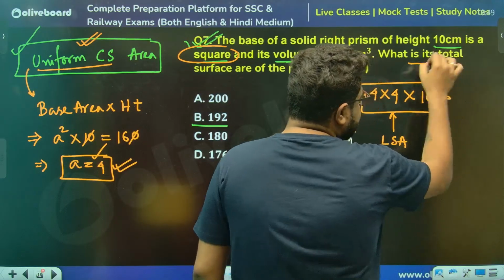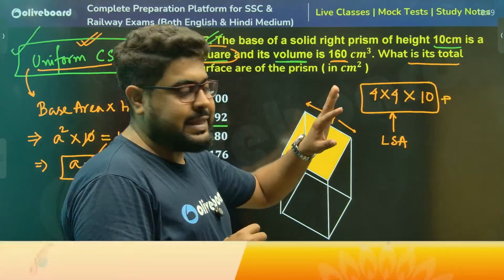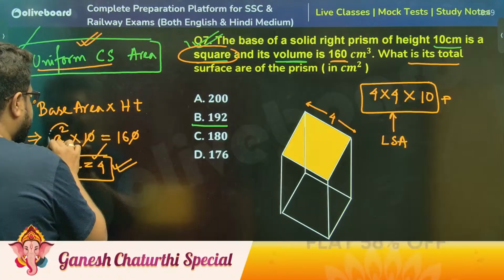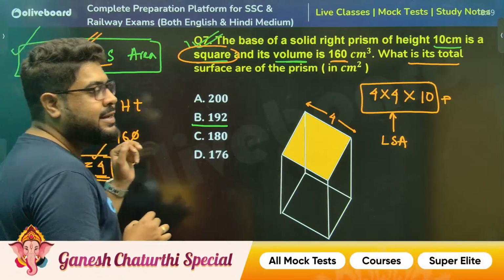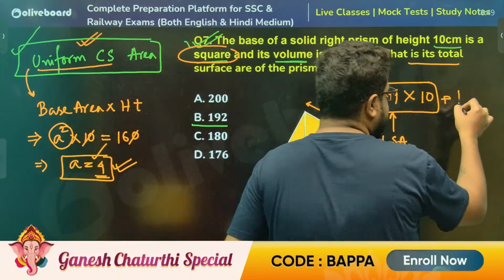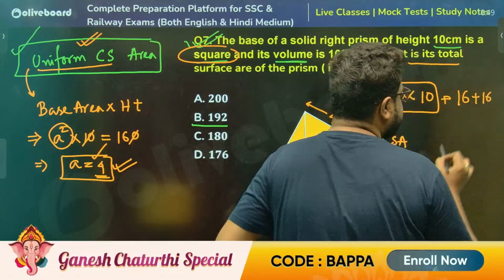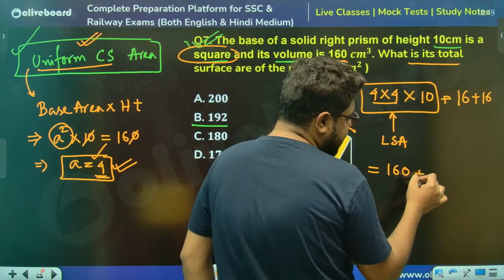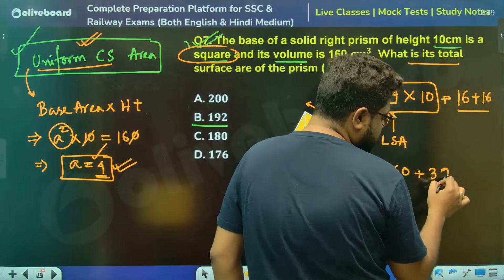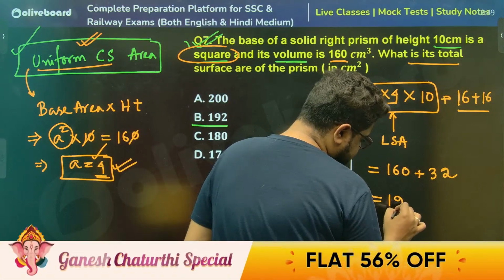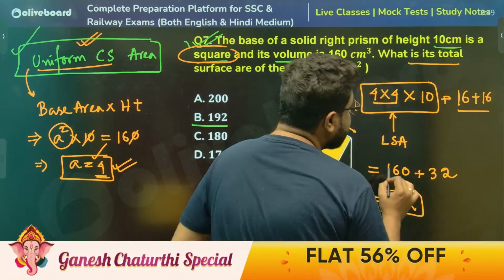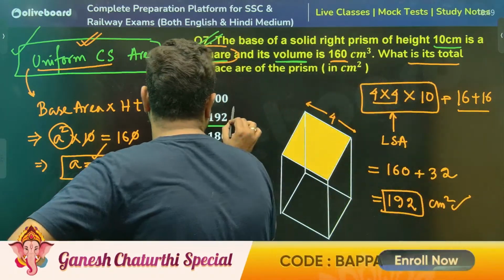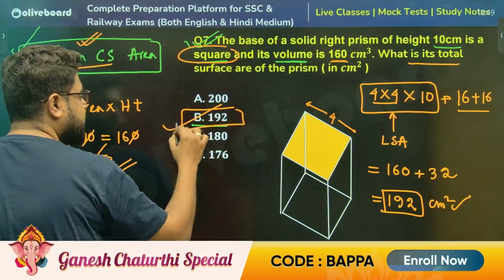But again, they are asking TSA. So plus the surface area of the two bases. Surface area of the two bases will be A square, meaning 4 square, 16, 16 for the top and 16 for the bottom. So your answer will be 160 plus 16 plus 16, that is 32, that will be 192 centimeter square. That's your answer. Option number D.